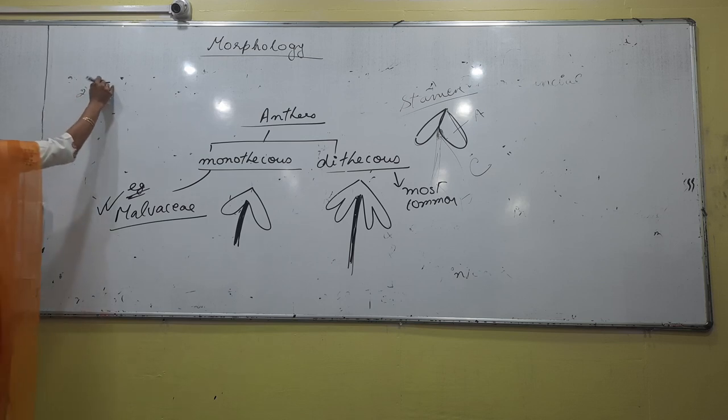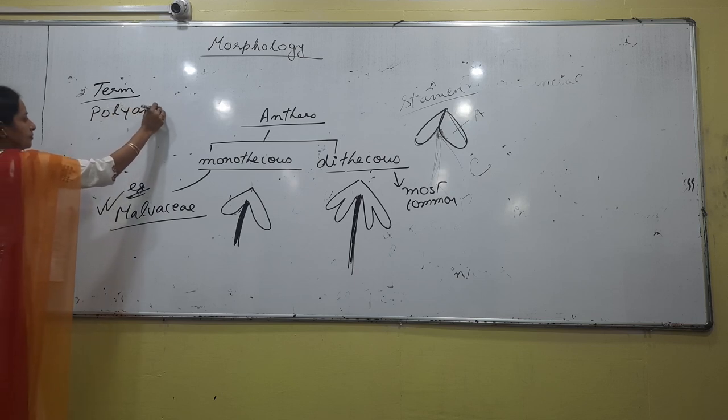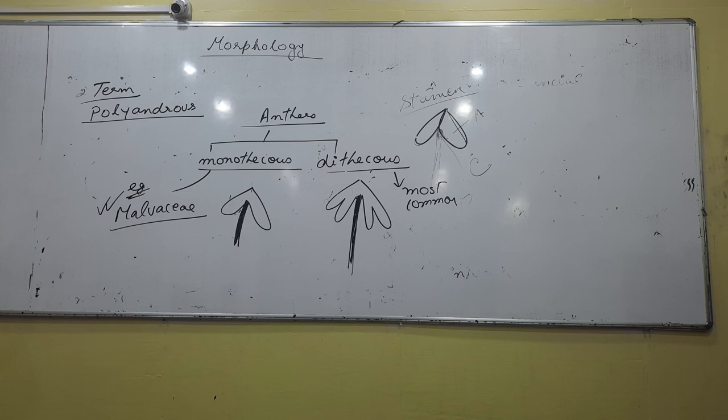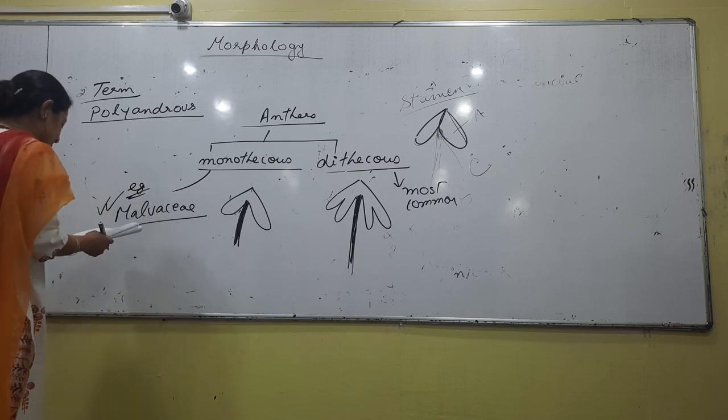Here, another term. Polyandrous, right? Androus came from the word androecia. Androecia means stamen. Not necessarily will each and every flower have just a single stamen. A flower can have many stamens. In hibiscus we have seen it, I have not counted how many stamens there are. Some flowers may have an odd number of stamens, some may have many stamens, right? So we have a term called polyandrous.